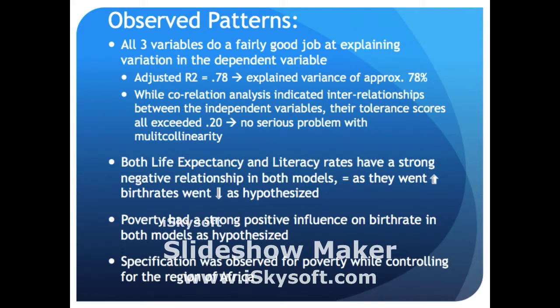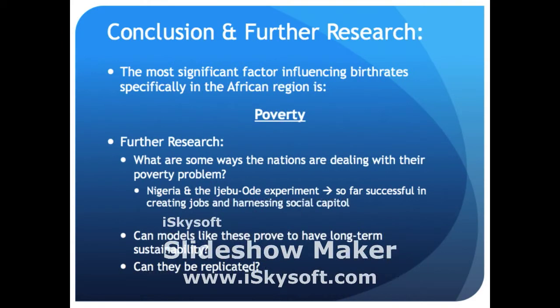Both life expectancy and literacy rates have a strong negative relationship in both models. As they went up, birth rates went down, as hypothesized. As also hypothesized, poverty had a strong positive influence on birth rate in both models. Specification was observed for poverty when controlling for the region of Africa. To conclude, the most significant factor influencing high birth rates, specifically in the region of Africa, is poverty.